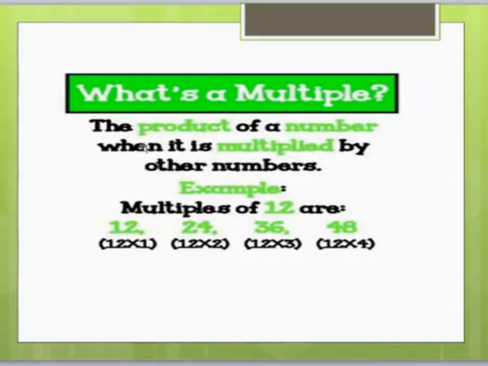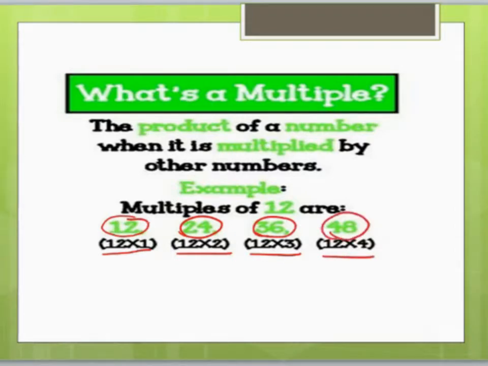So children, before I discuss what is LCM, let us first study the meaning of the word multiple. A multiple is the product of a number when it is multiplied by any other number. For example, you can see here 12 into 1 is 12, 12 into 2 is 24, 12 into 3 is 36, 12 into 4 is 48. So all these numbers 12, 24, 36, 48 are called multiples of the number 12. Okay?